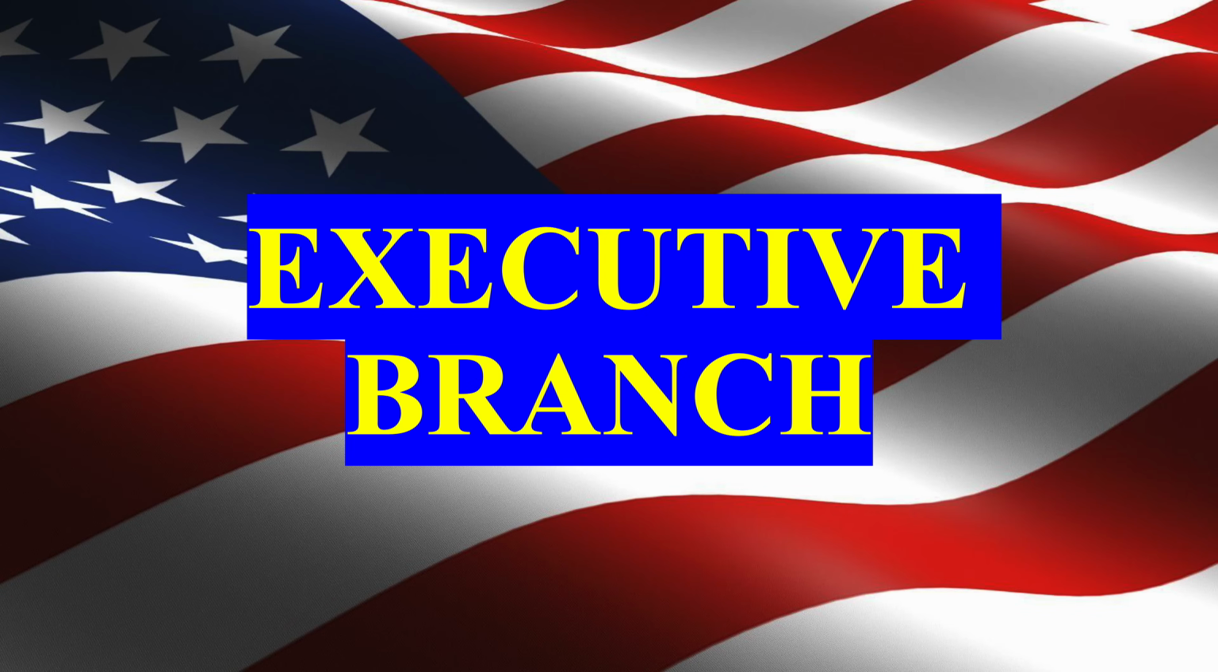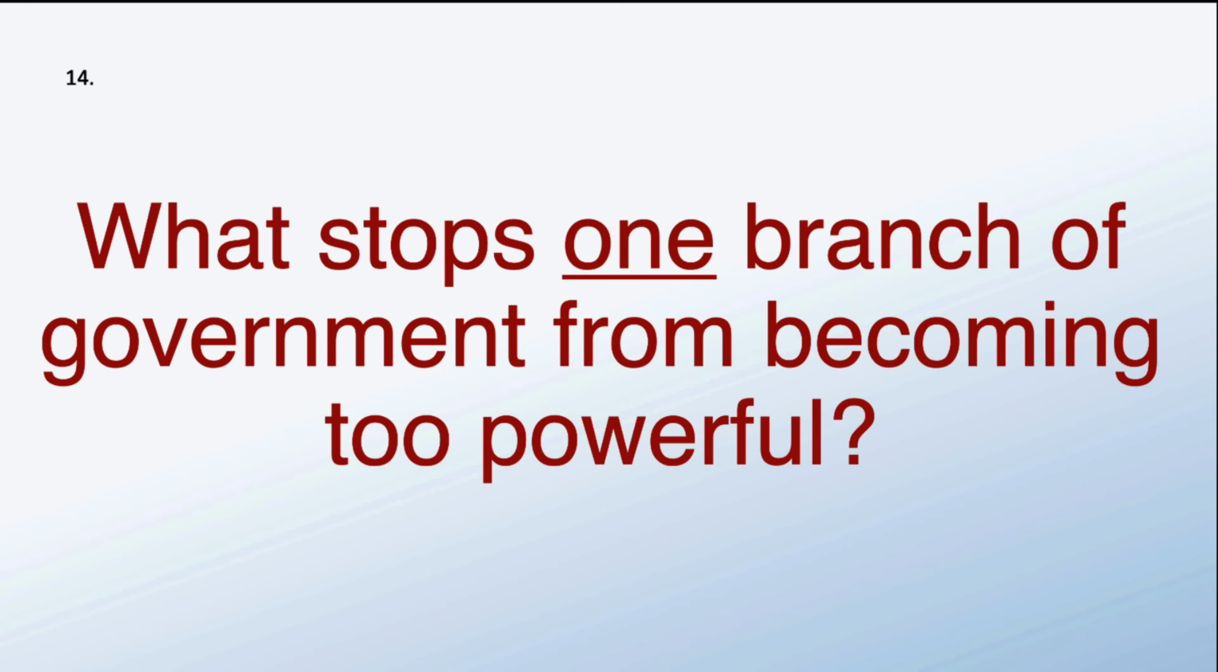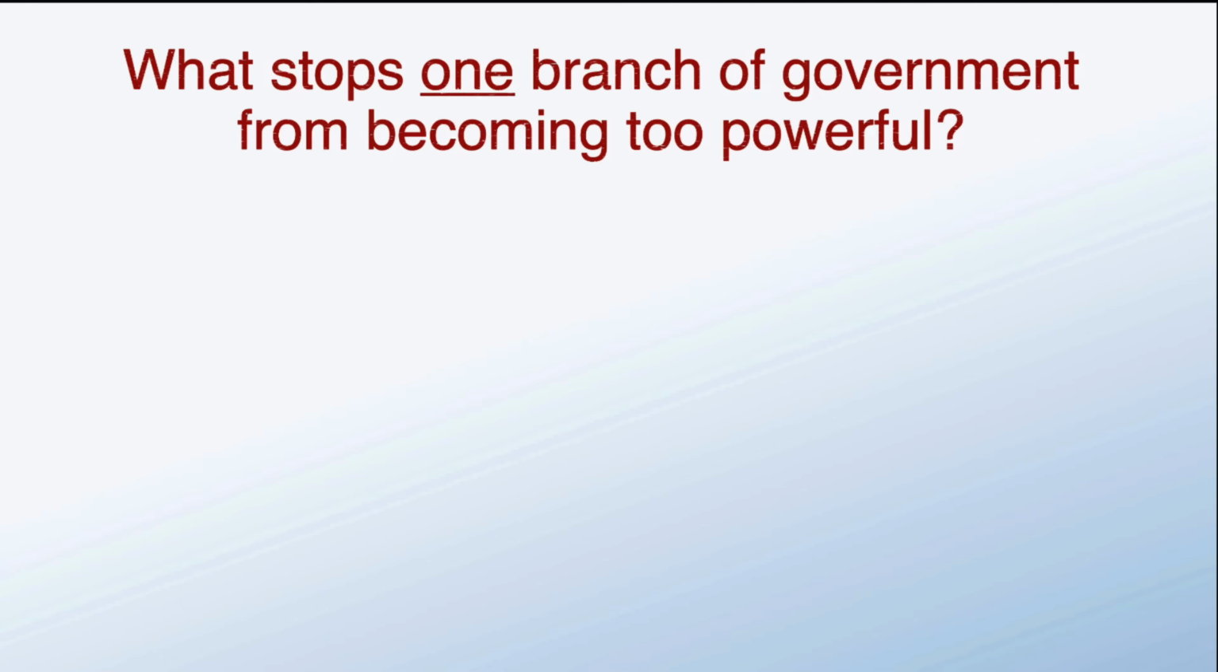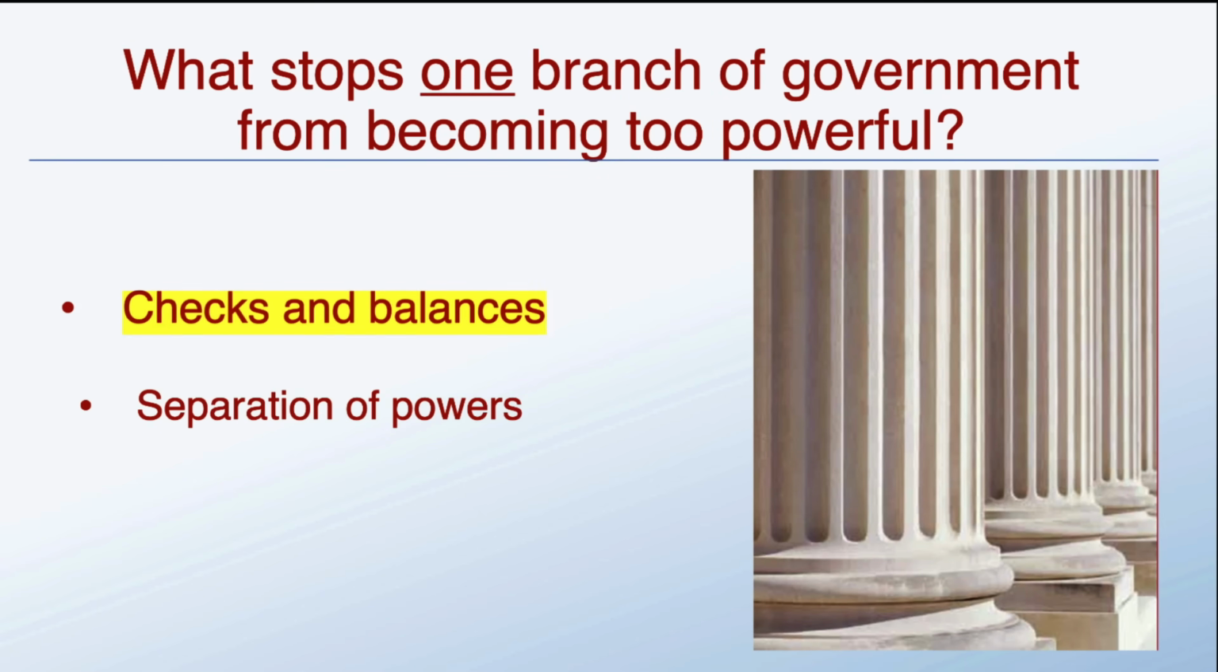Okay, moving on. There are three branches of government. So first, we will talk about the executive branch. What stops one branch of government from becoming too powerful? That's checks and balances.